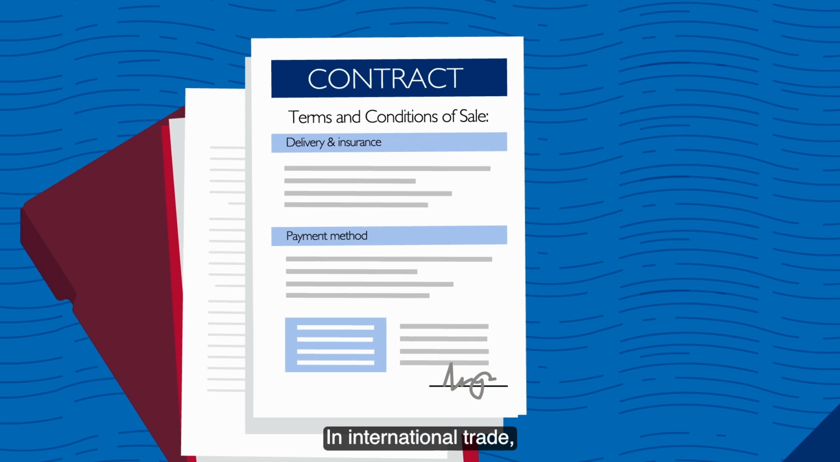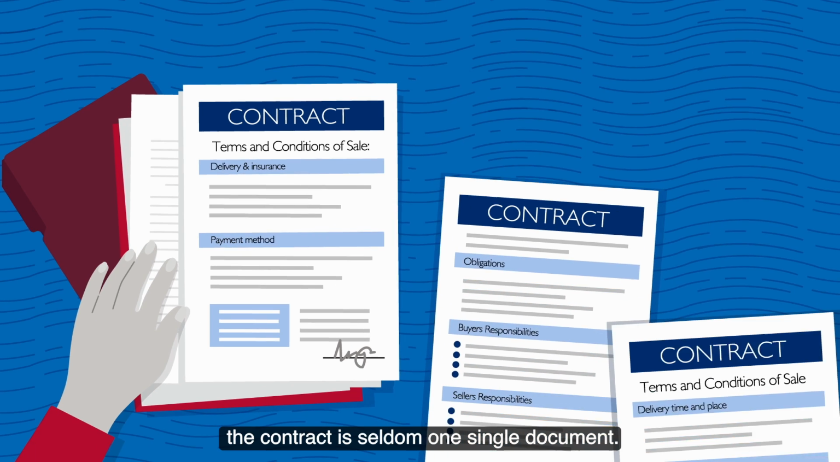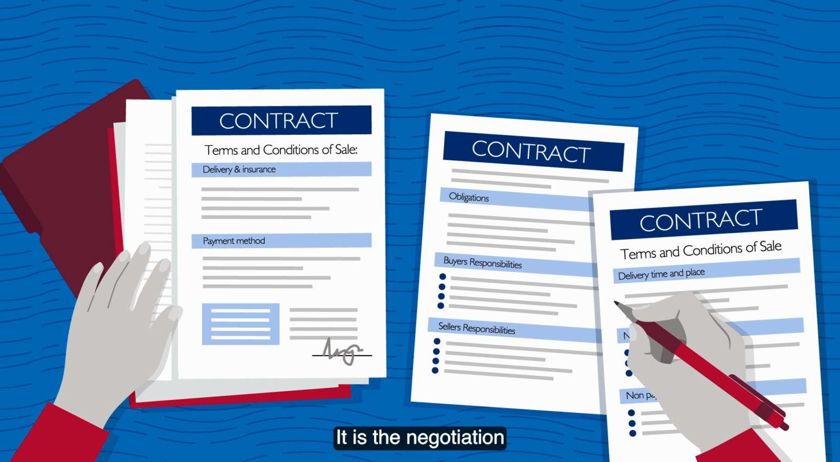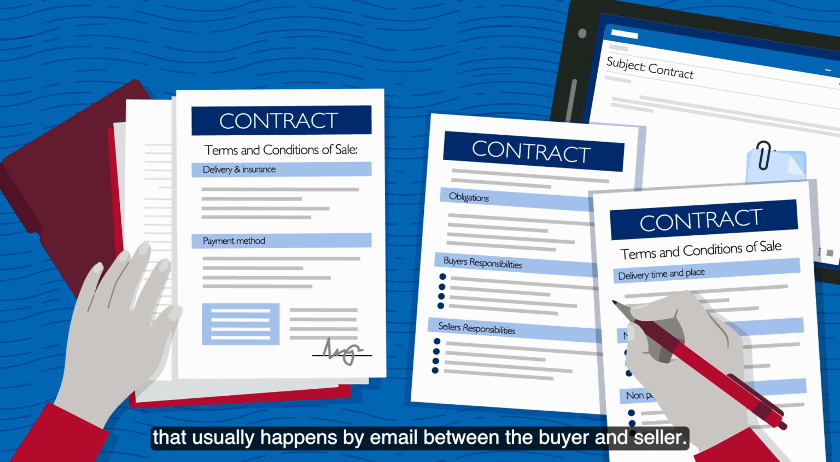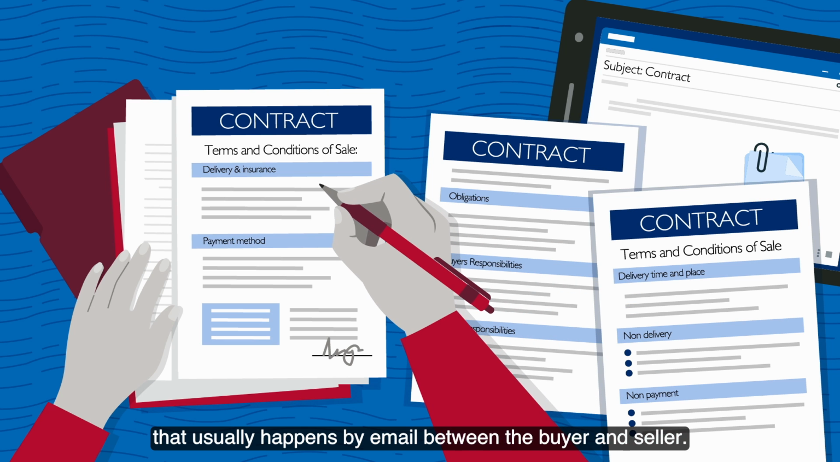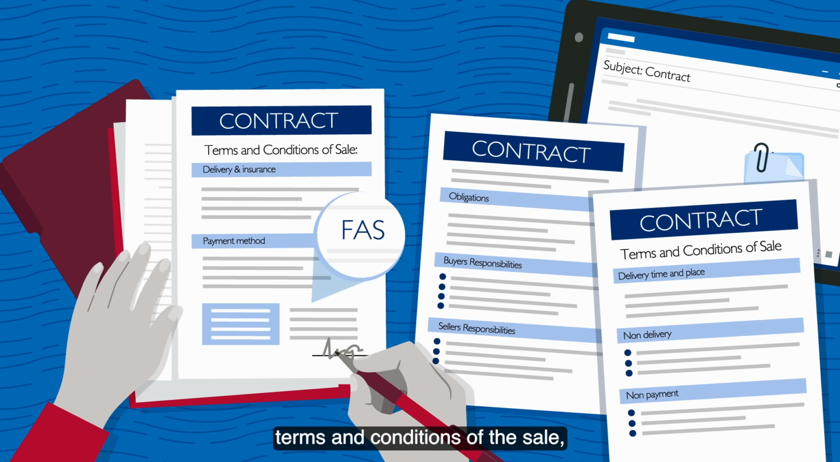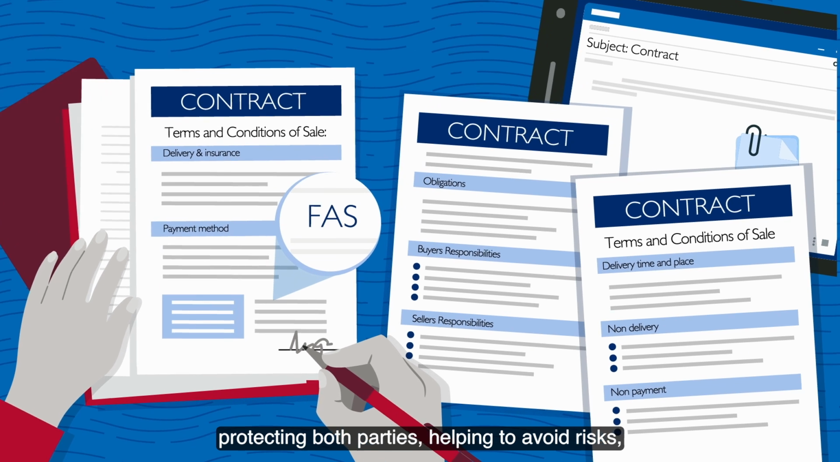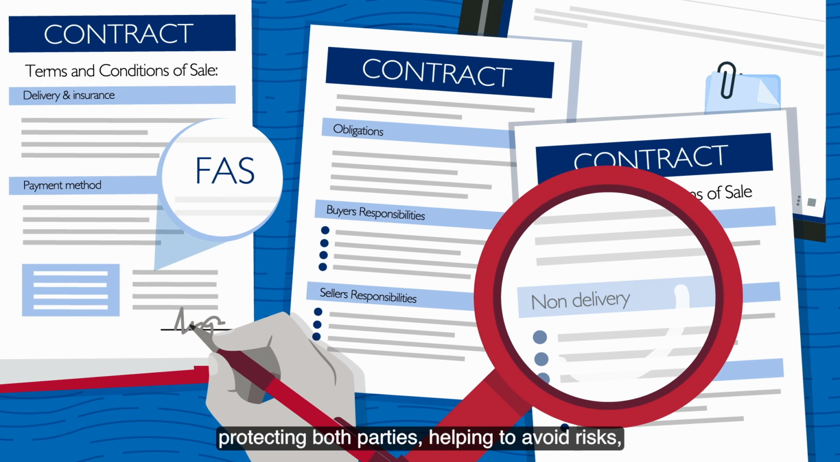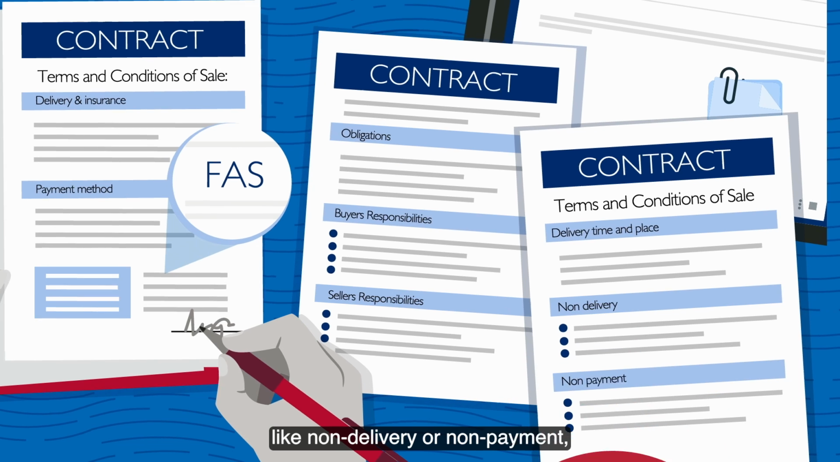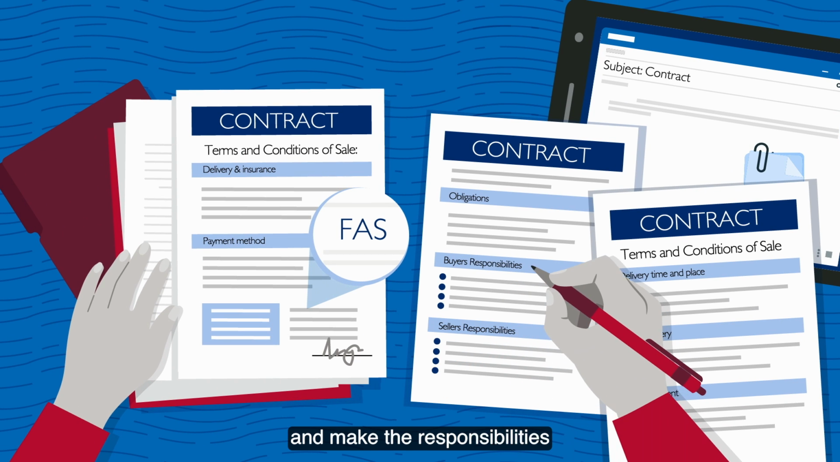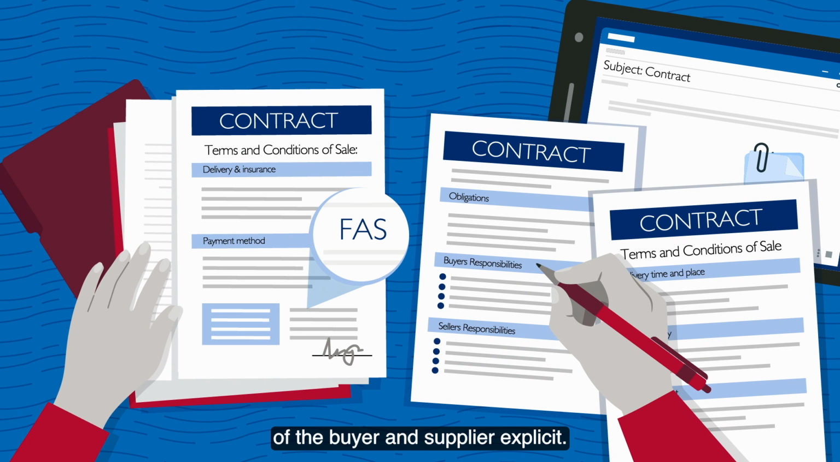In international trade, the contract is seldom one single document. It is the negotiation that usually happens by email between the buyer and the seller. A good contract will stipulate the details, terms and conditions of the sale, protecting both parties, helping to avoid risks like non-delivery or non-payment, and make the responsibilities of the buyer and supplier explicit.